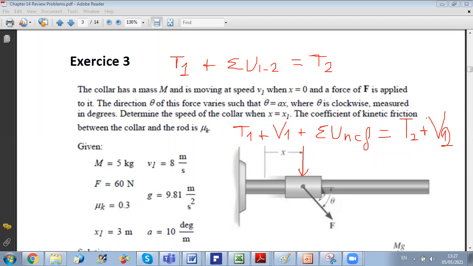F is not conservative and friction is not conservative. So here it has no meaning to use this theorem, because you cannot define potential energy. Okay, but if there was a problem with only weight and spring and friction, then yes, you can say that since friction is non-conservative, the work of friction is the delta of mechanical energy. It's right.